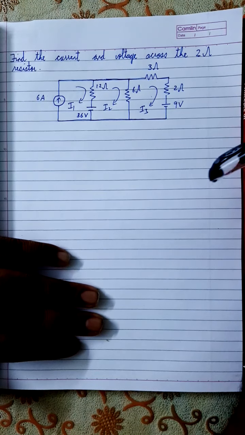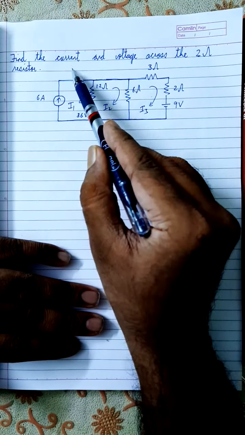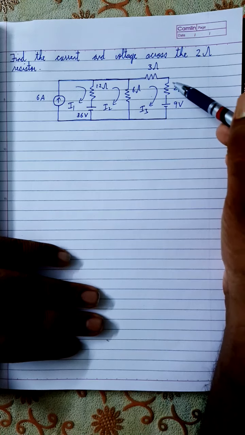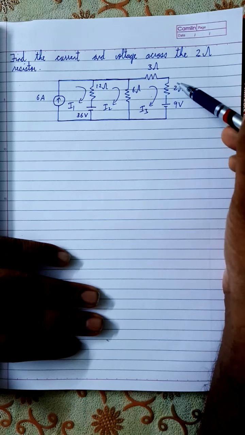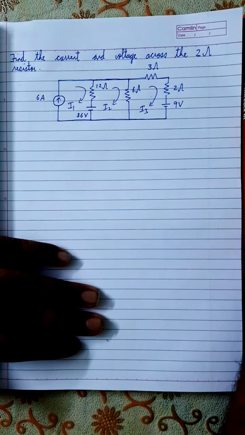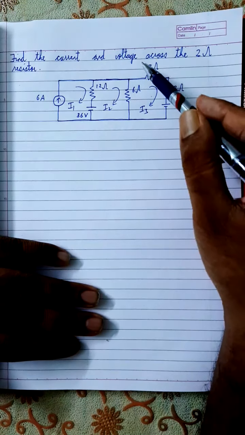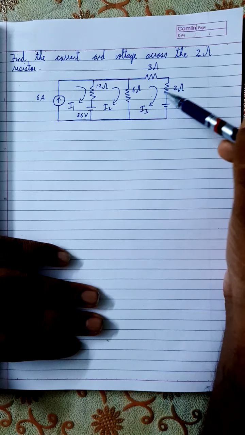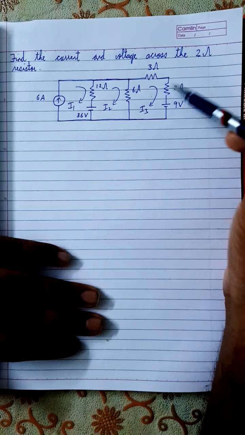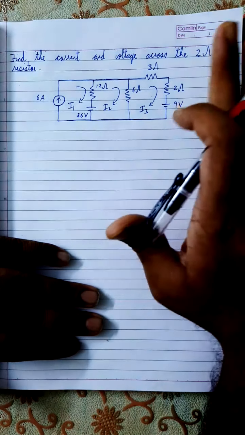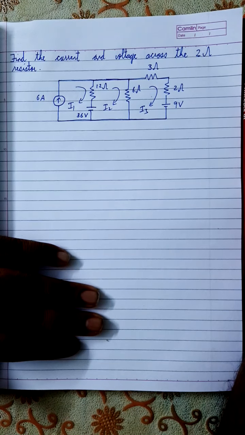And if you know the current, of course you can find the voltage. The question is to find the current and voltage across the 2 ohm resistor. The current across the 2 ohm resistor is I3, and the voltage across it is I into R. R is 2 ohm, so I3 into 2 is the voltage. So all you need to do in this question is find the value of I3.